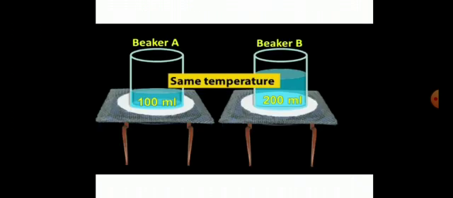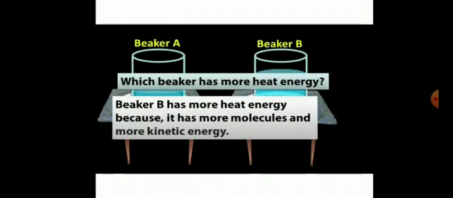Here is an activity to get the concept of temperature and heat. Beaker A contains 100 ml of water and beaker B contains 200 ml of water, almost double the amount of water than beaker A, and both are at the same temperature. Which beaker has more heat energy? Naturally, beaker B has more heat energy because it has more molecules as compared to beaker A, and it has more kinetic energy.